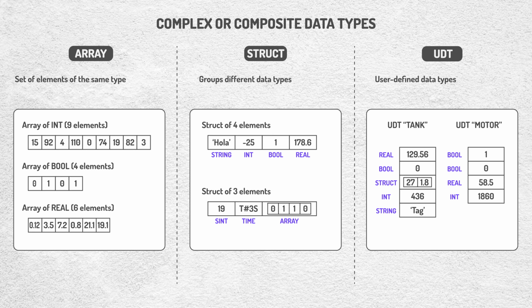In summary, basic data represent the simplest unit. Special types allow working with text and time, and composite types offer a more advanced way to organize information in a control program.